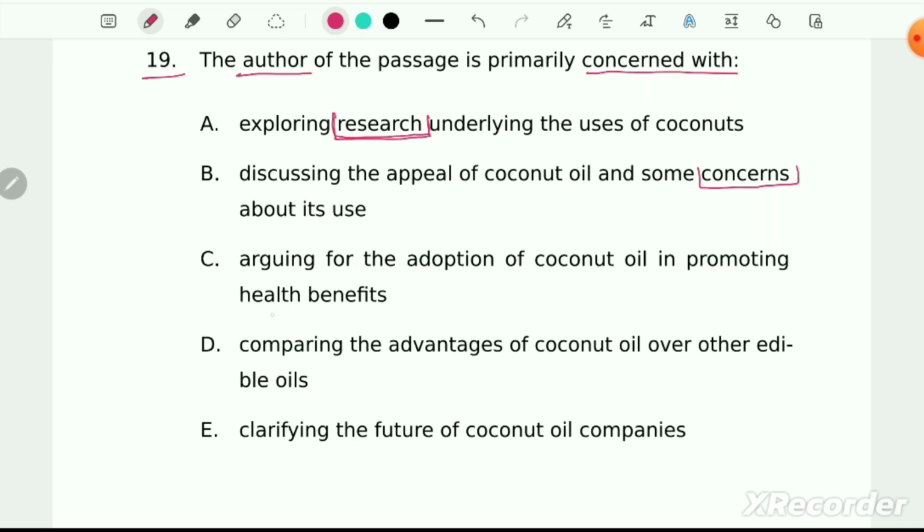Arguing for the adoption of coconut oil in promoting health benefits. So this could be a keyword, arguing. That means arguing implies conflicting information. Some are good, some are bad. Comparing the advantages of coconut oil over other edible oils. So advantages of coconut oil, this could be a keyword, over the other edible oils. So what are edible oils?